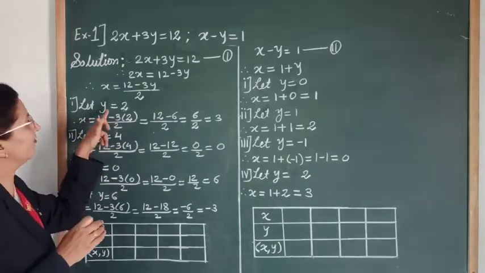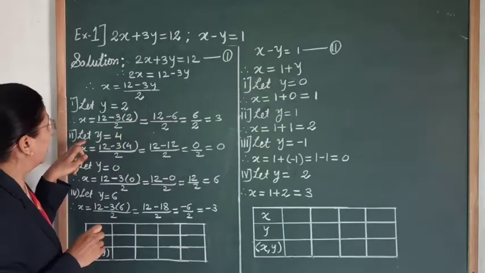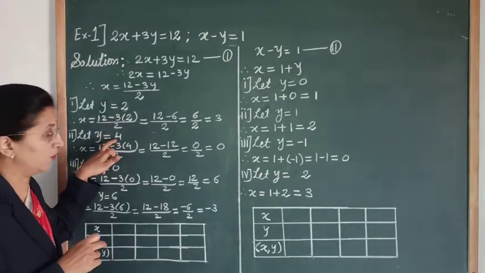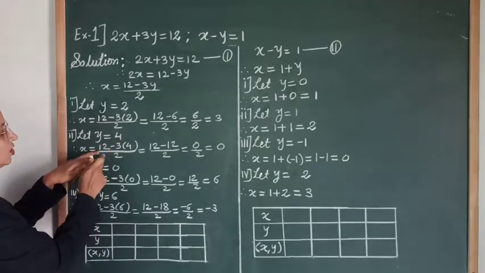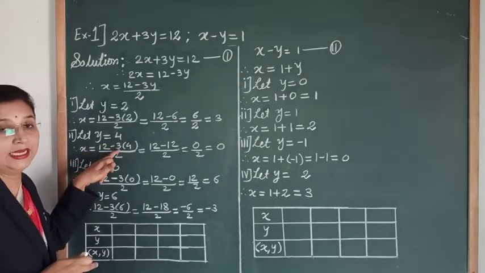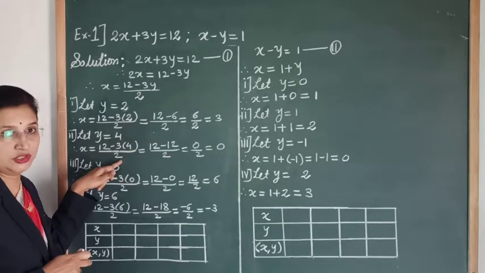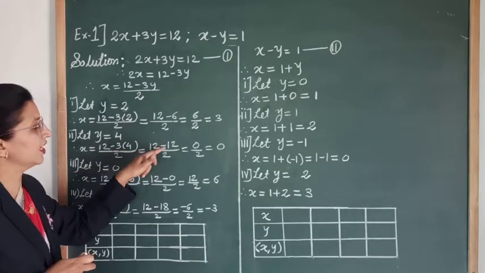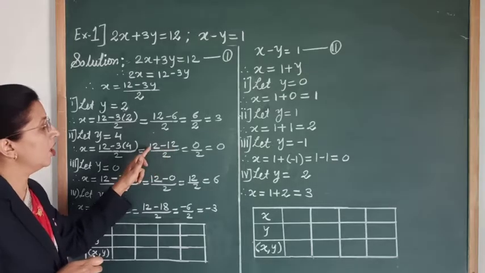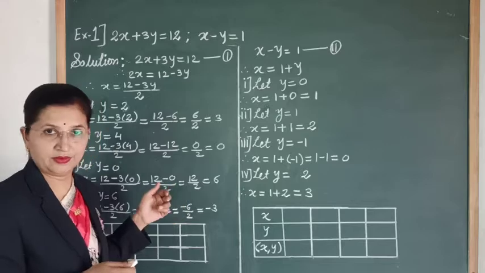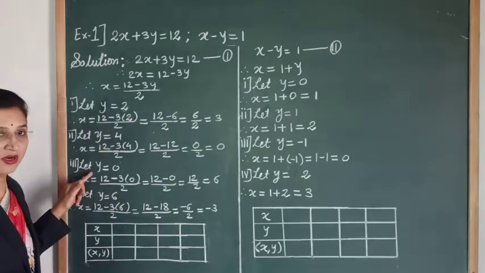You can see first I took y is equal to 2, now I took y is equal to 4. So let's put the value of y as 4. x is equal to (12 minus 3 into 4) upon 2. So 12 minus 3 fours are 12, upon 2. 12 minus 12 is 0, and 0 upon 2 is 0. Let's take one more value for y.